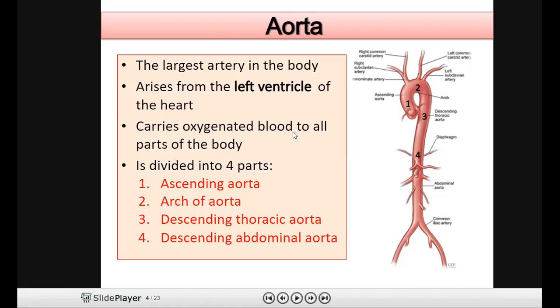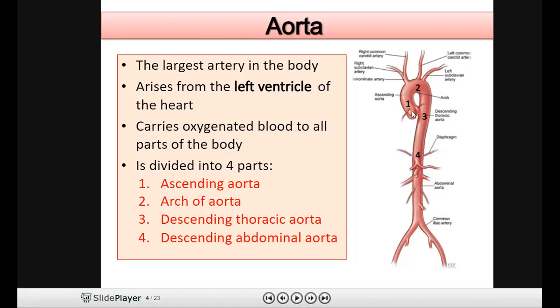So the aorta is divided into four parts. And these four parts are the ascending aorta, the arch of the aorta, the descending thoracic aorta, and the descending abdominal aorta. Again, we'll have the ascending aorta, the arch of the aorta, descending thoracic aorta, and descending abdominal aorta. So if you are asked to list the parts of the aorta, you say the ascending aorta, aortic arch, thoracic aorta or descending thoracic aorta, and then abdominal aorta.